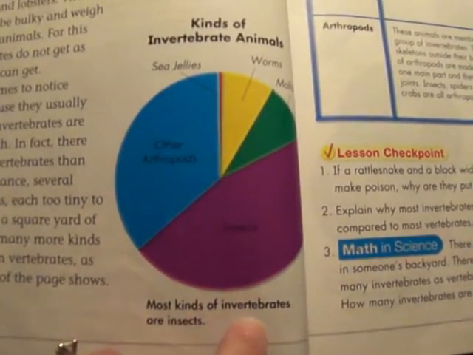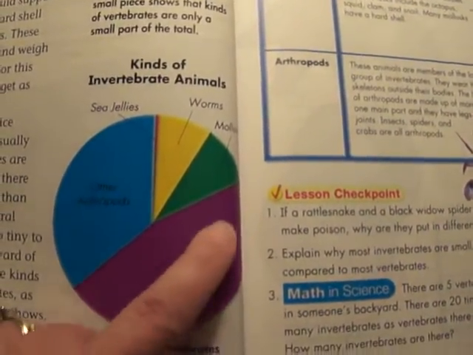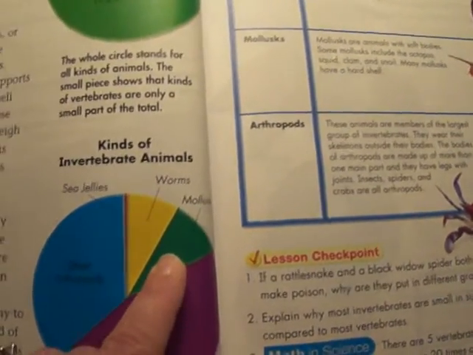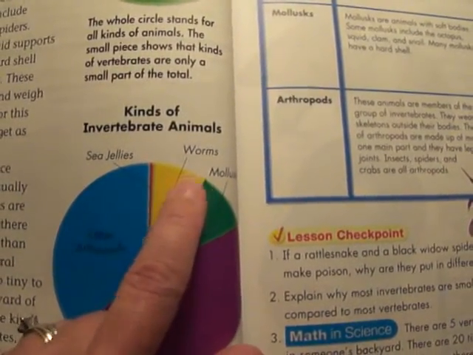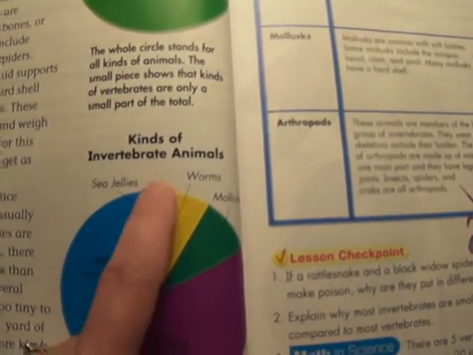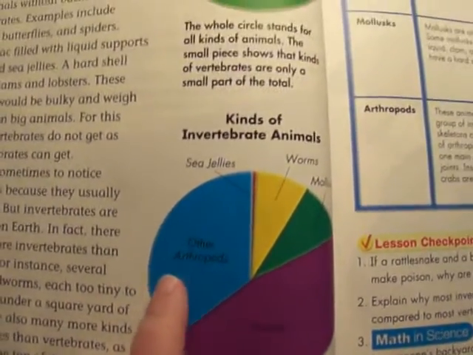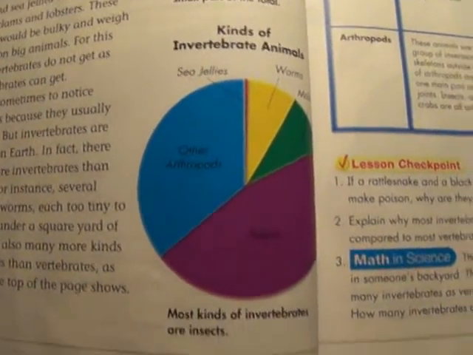This shows most kinds of invertebrates are insects. See this big purple section right here? This represents all the insects. And the green section are mollusks. And then the yellow section we have worms. And this little bit here we have sea jellies. And then this blue section are other arthropods. And we'll talk about what all those are coming up on the next page.